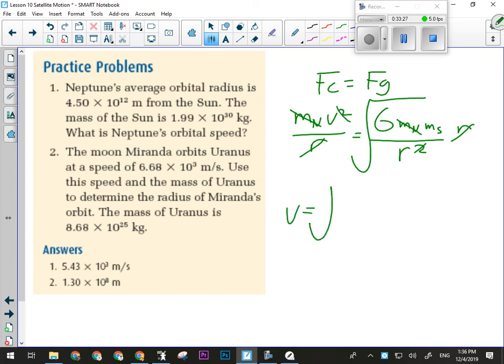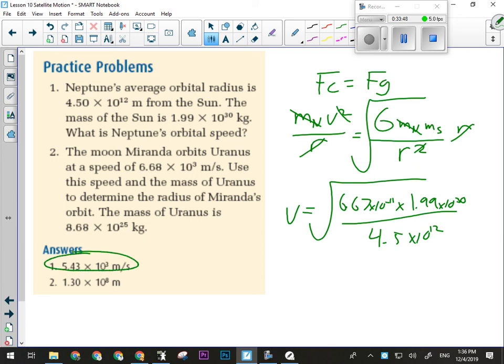So v will equal the square root of 6.67 times 10 to the minus 11 times the mass of the sun, 1.99 times 10 to the 30, divided by the orbital radius of Neptune, 4.5 times 10 to the 12. When we do that, we should end up with 5.43 times 10 to the 3 meters per second. That means almost 5.5 kilometers per second is the rate at which Neptune moves. That said, it still takes over 100 years for Neptune to orbit the sun, because it's so very, very far away. It has to travel a very, very long way.